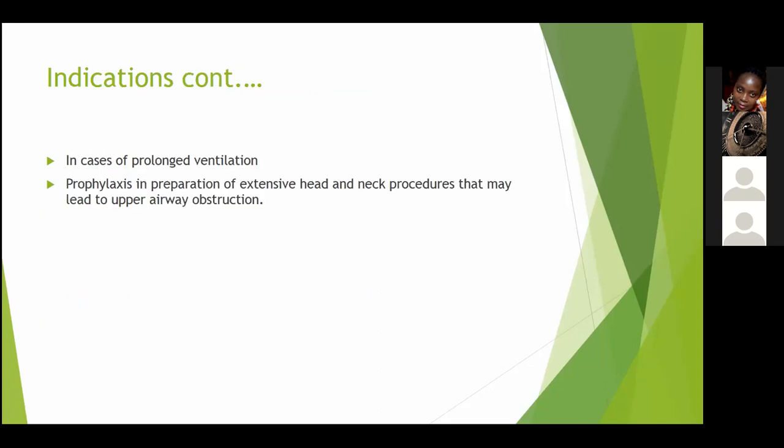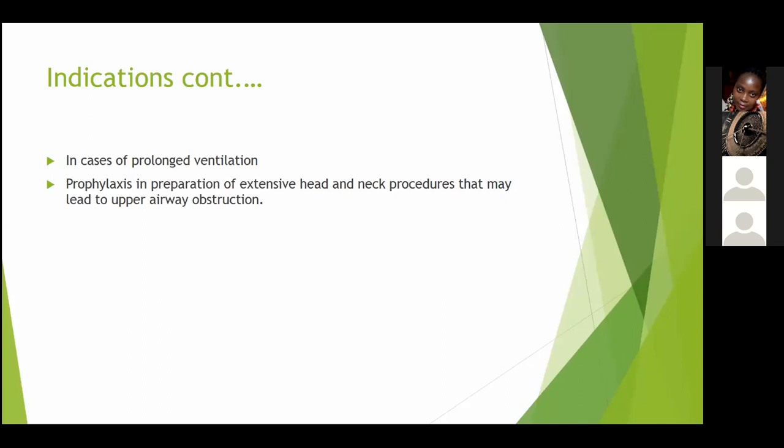The other cases are individuals where we anticipate prolonged ventilation, for example, patients in ICU. If you suspect that they'll be there longer than a week, it's recommended that they have a tracheostomy. Why? Because the whole time they're in ICU, they are intubated, and one of the causes of subglottic stenosis is prolonged intubation. So to prevent this, it's usually advised that you put in a tracheostomy for these patients.